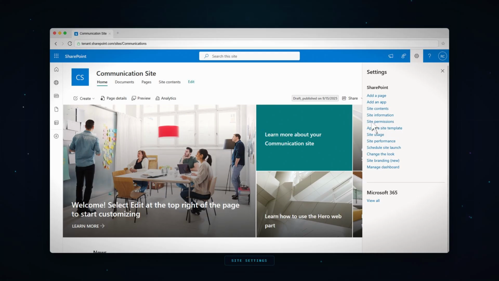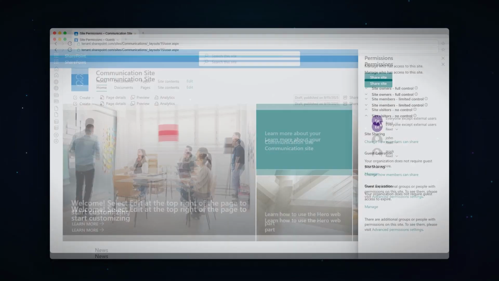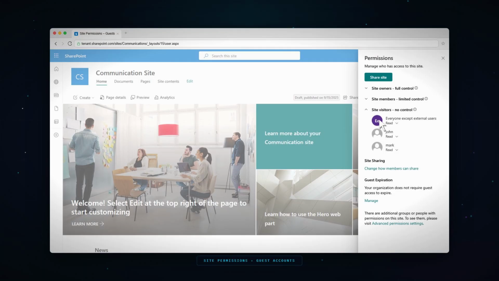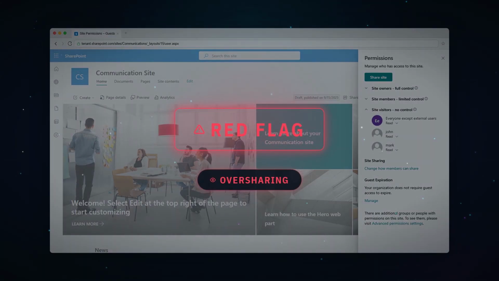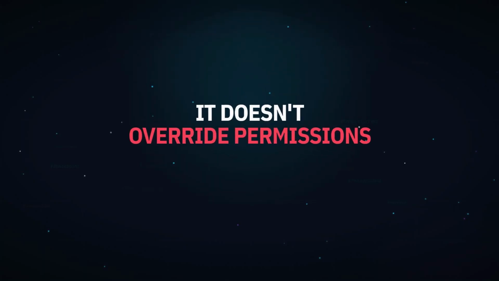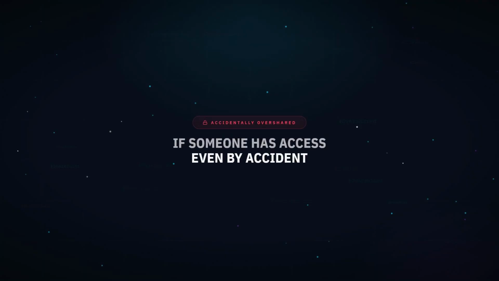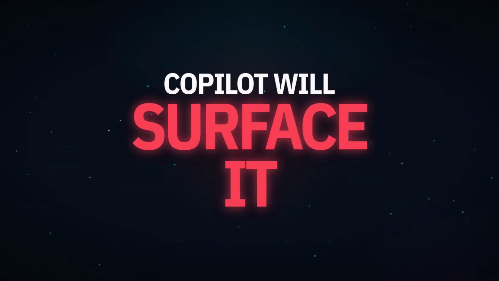Third, I'm moving to a specific site. Site settings, site permissions. And this is where most people find the real problem. Look at who has access. If you see everyone except external users on a site, that's a red flag. That's oversharing. And here's what people miss about Copilot and permissions. It doesn't override them. It shows people content they already have access to. So if someone has access to something they probably shouldn't, even by accident, Copilot is going to surface it.